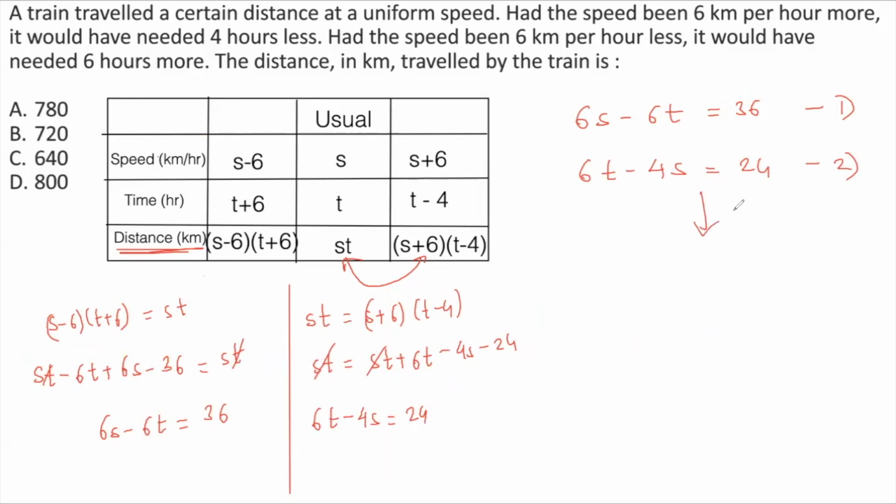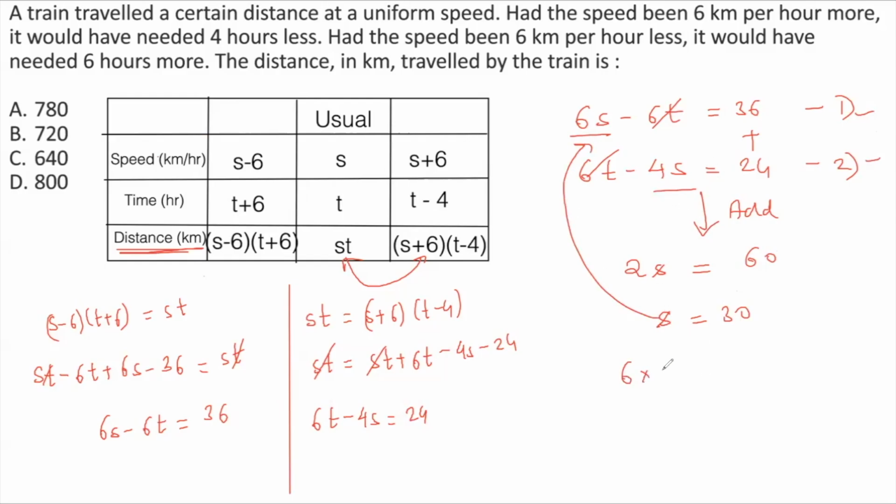And now I will simply add the first and the second equations. The 6t value will get cancelled out. 6s minus 4s will become 2s. And that will be equal to 36 plus 24. That's 60. If 2s is 60, s would be equal to 30. And now this value of s, I will substitute in either 1 or 2, any of these two. Let's put it in 1 for time being.